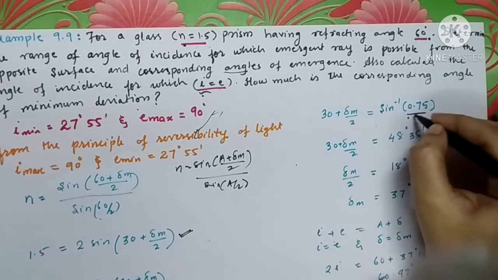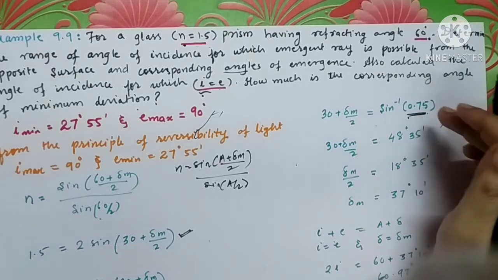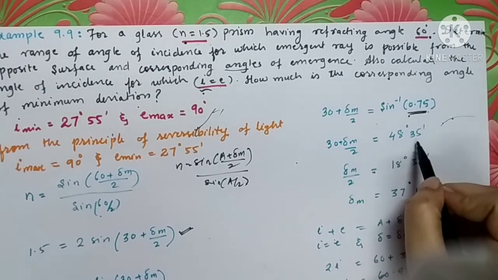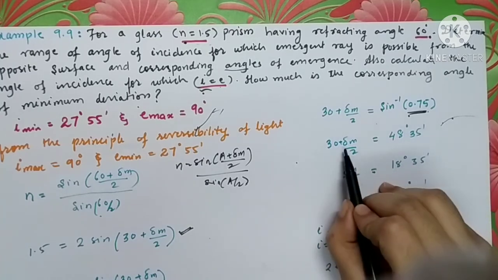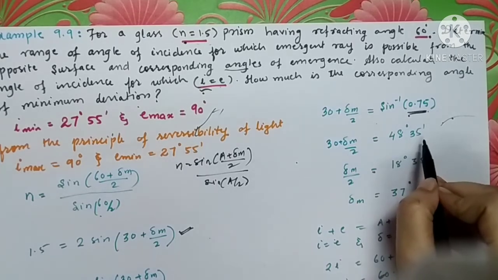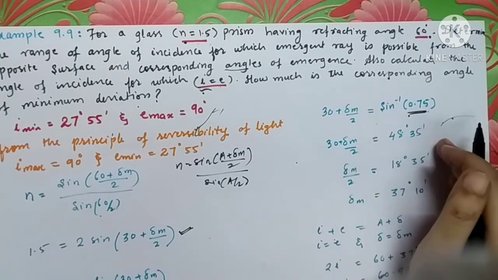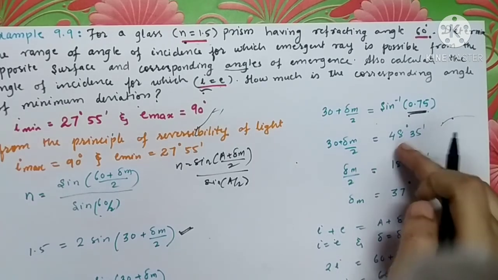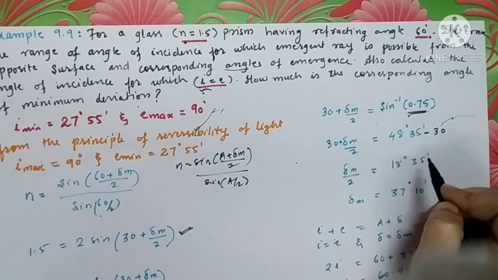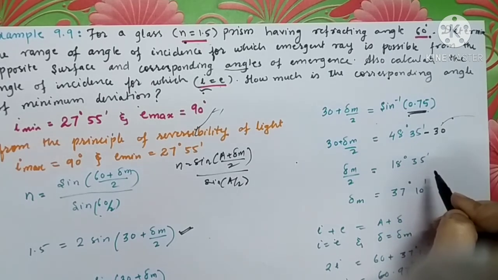Search this value 0.75 in the mantissa column of the natural sine table and see at what degree and what minute this value comes. You are going to get that this value comes at 48 degree 35 minutes. So 30 plus delta m upon 2 is equal to 48 degree 35 minutes. Now this 30 is taken to the RHS, it becomes delta m upon 2 is equal to 48 degree 35 minutes minus 30 degree. When 30 degree is subtracted, you get 18 degree 35 minutes.